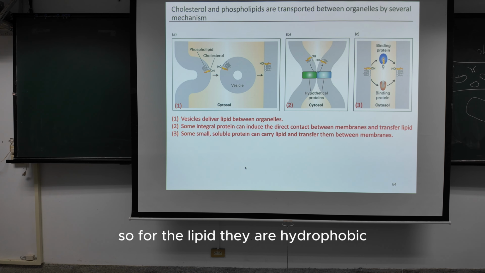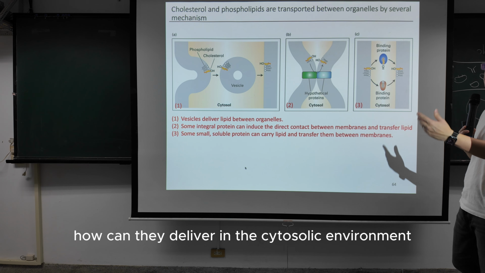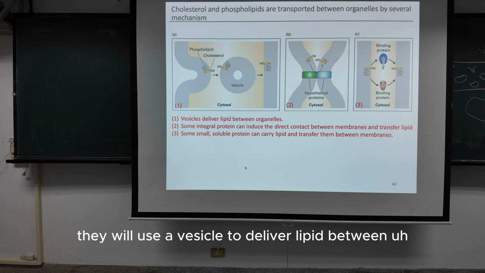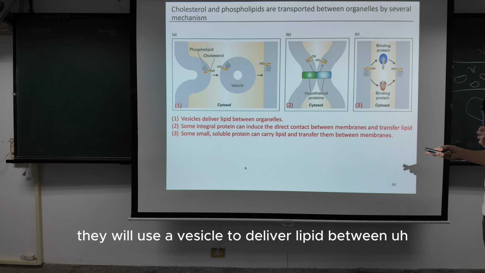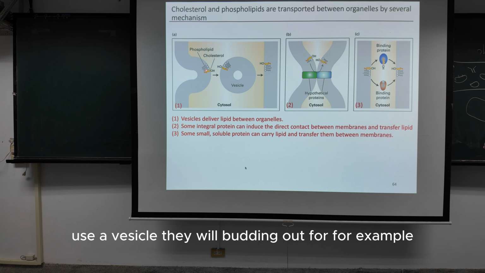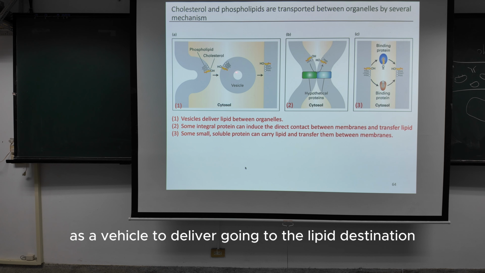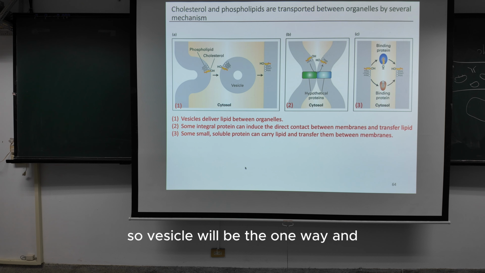So lipids are hydrophobic. How can they be delivered in the cytosol environment? There will be three mechanisms. The first, they will use a vesicle to deliver lipid; they will bud out. For example, this lipid will bud out with a vesicle and use it as a vehicle to deliver it going to its destination. So vesicle will be one way.